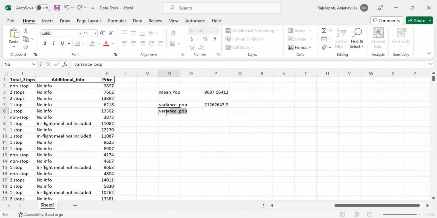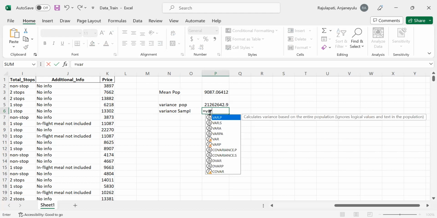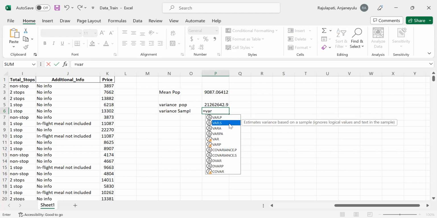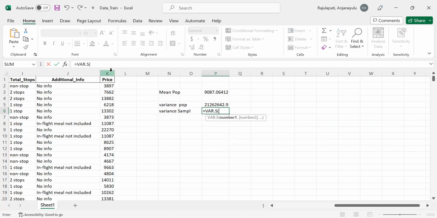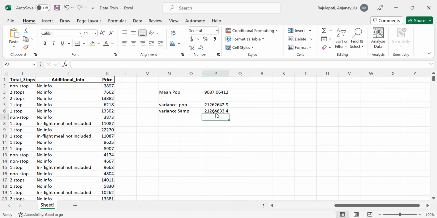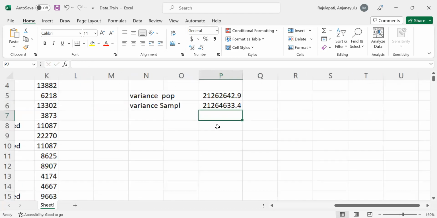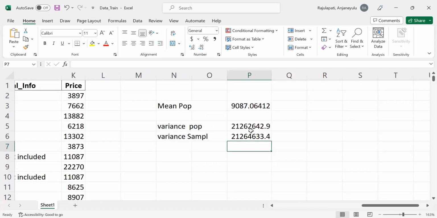For the same data, if I take it as a sample, then what value will we get? Let me see. VAR.S. There is a small variation, not too much. See, here 62664, but here 64633. A small variation, right?